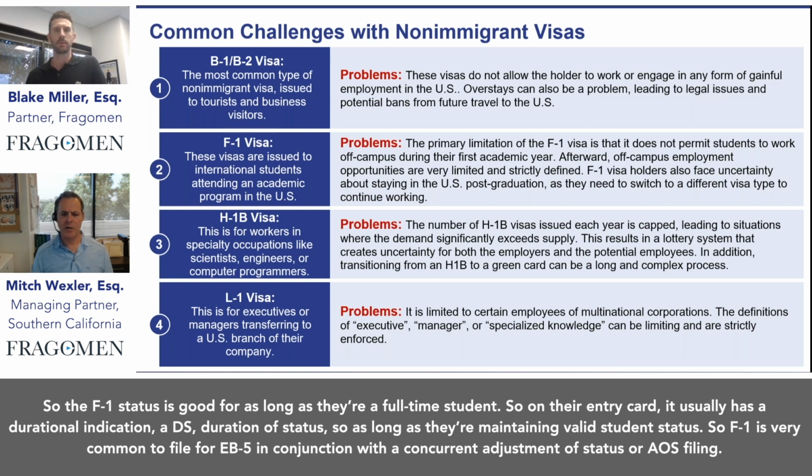So on their entry card, it usually has a durational indication of DS, duration of status, so as long as they're maintaining valid student status. So F1 is very common to file for EB-5 in conjunction with a concurrent adjustment of status, or AOS filing.